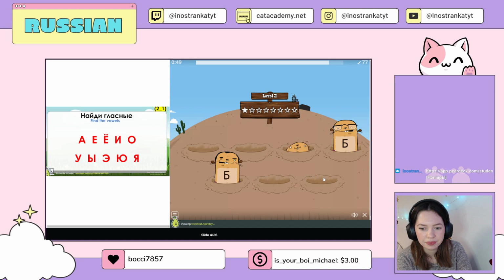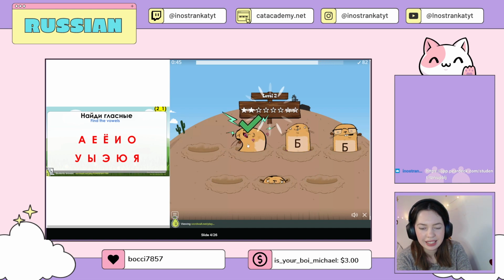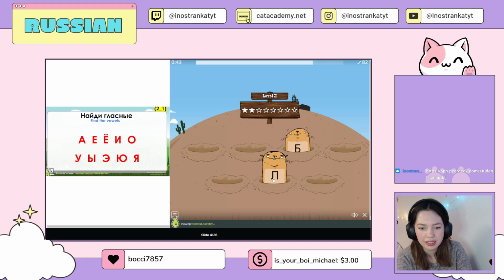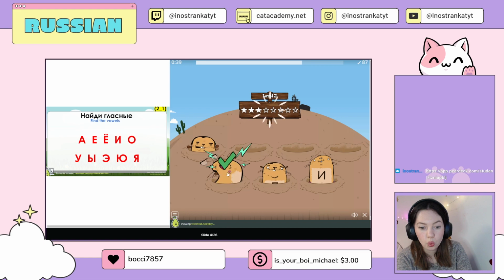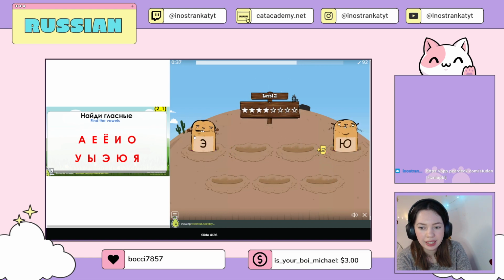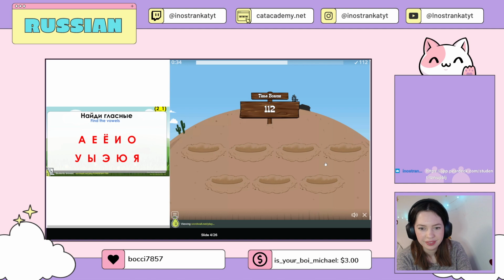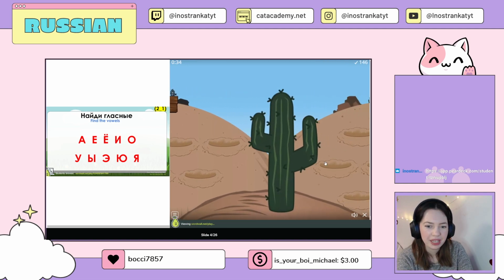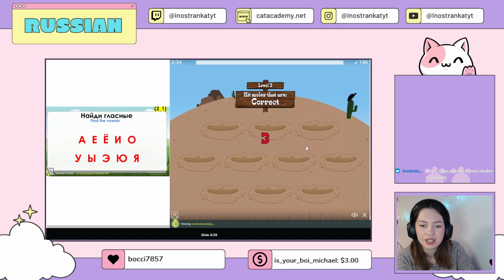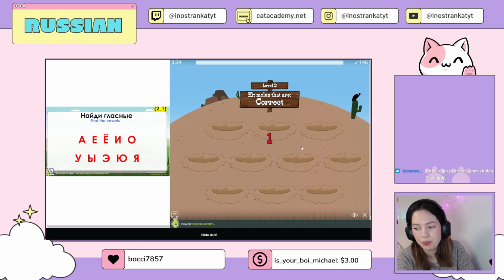Ё, B, I, L, U, I, E, U, A, U. Oh, I missed two. There was O and Y. So you see, even if you know, you still can't hit all of them. It depends also on your reaction. So the more you hit correctly, the more points you'll get.